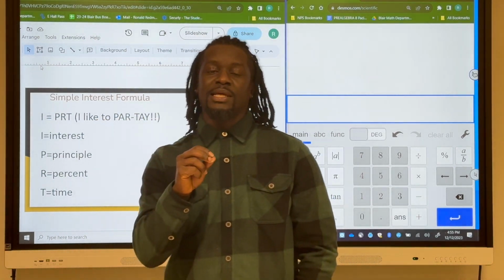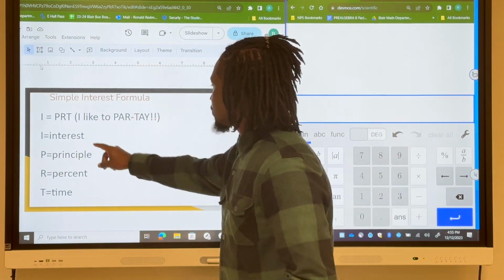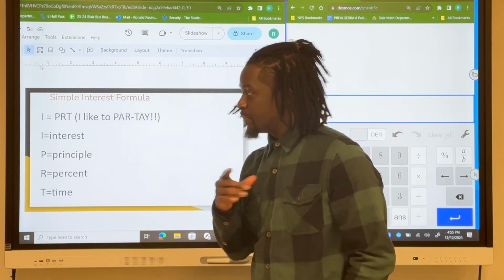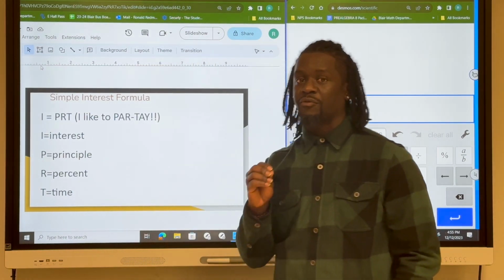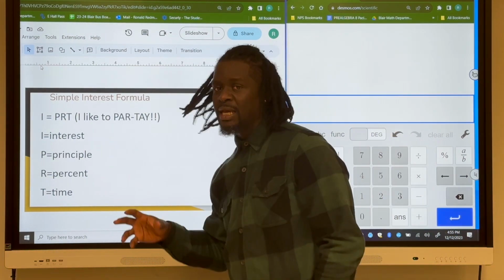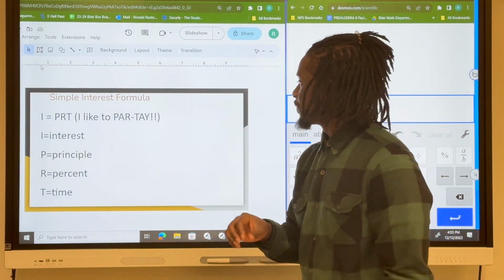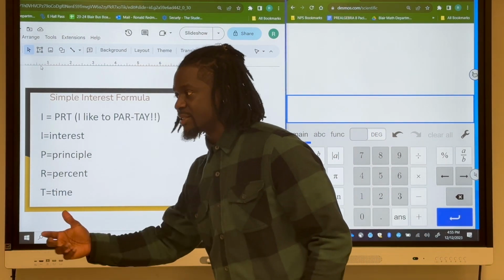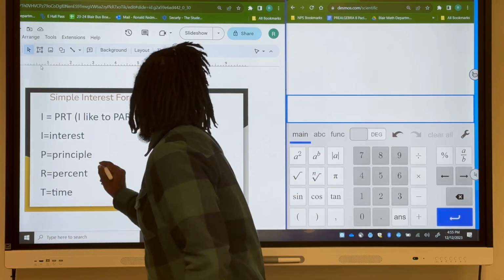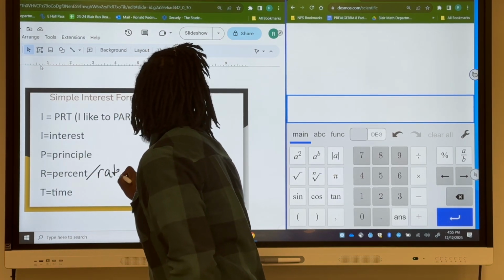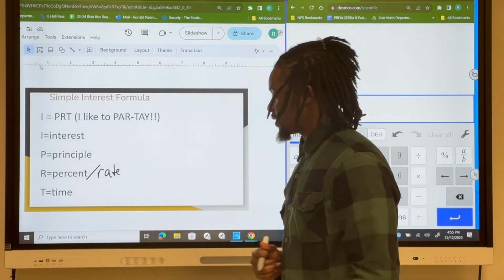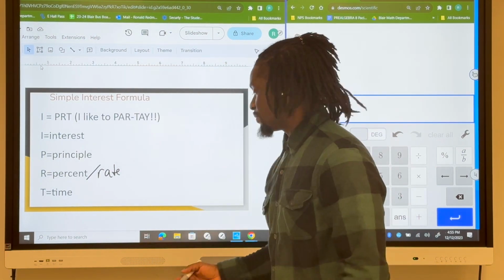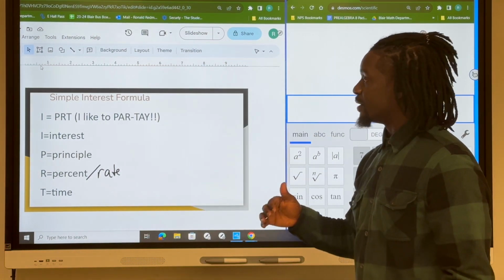The formula is I equals PRT. The letter I stands for interest. The P stands for principal. The R is the rate, which is the percent. We've been talking about that. And T is time, the amount of time that the money is there.